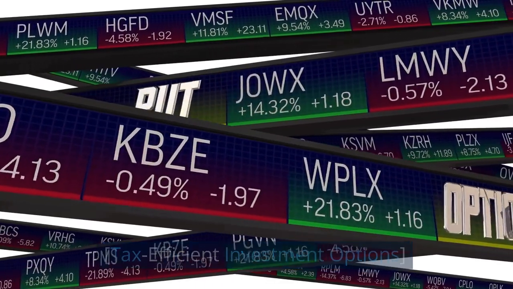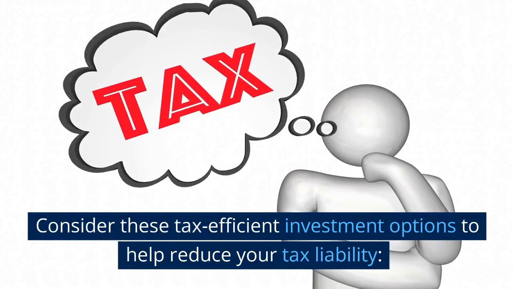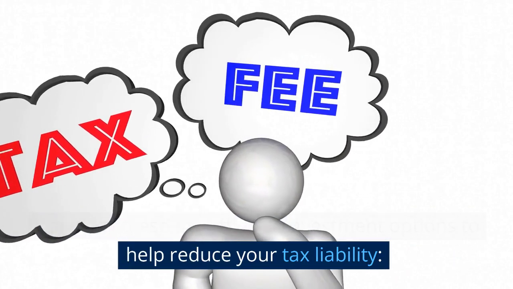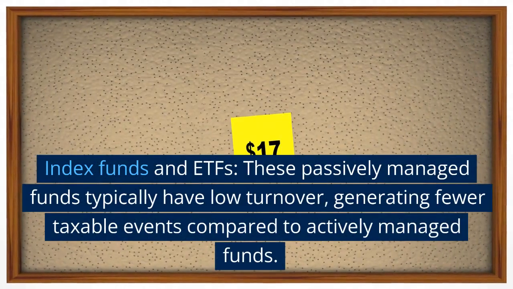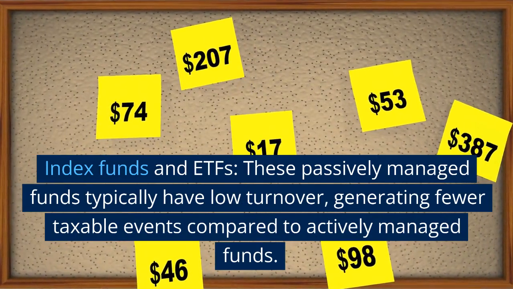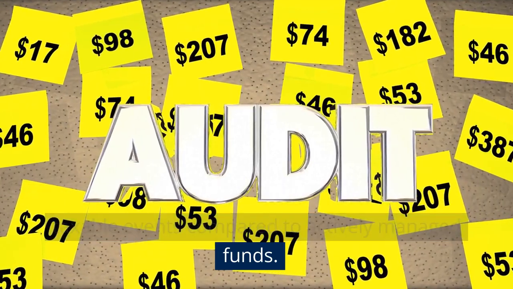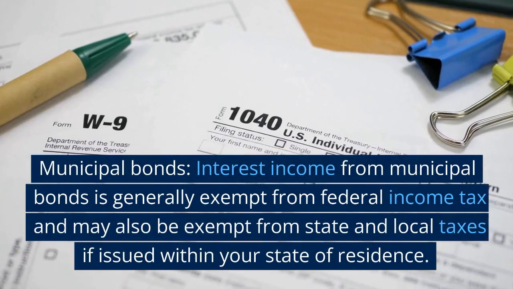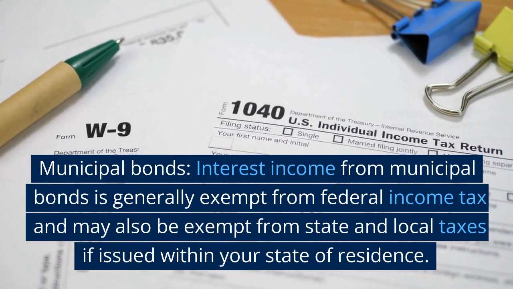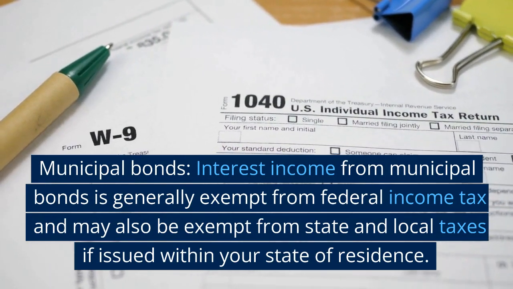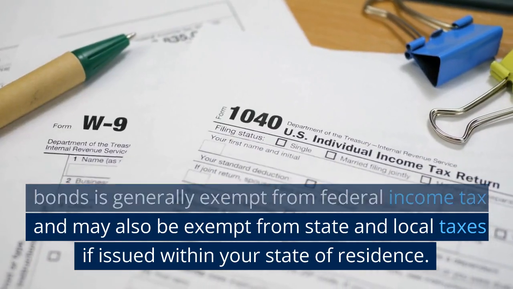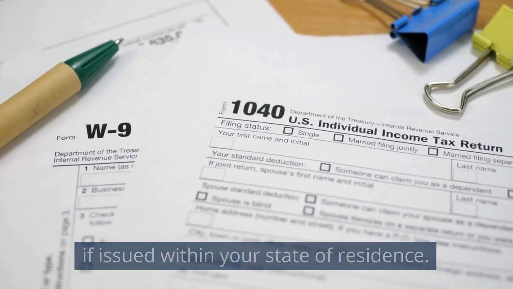Tax-efficient investment options. Consider these tax-efficient investment options to help reduce your tax liability. Index funds and ETFs. These passively managed funds typically have low turnover, generating fewer taxable events compared to actively managed funds. Municipal bonds. Interest income from municipal bonds is generally exempt from federal income tax and may also be exempt from state and local taxes if issued within your state of residence.